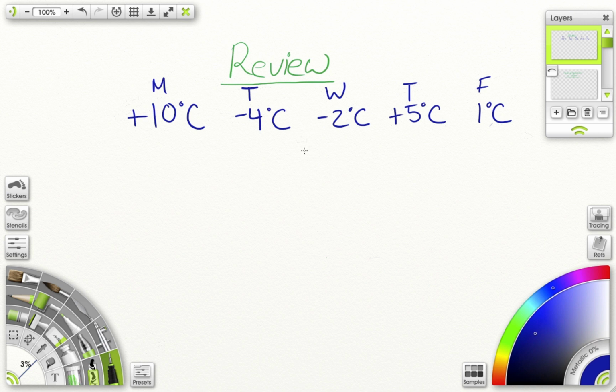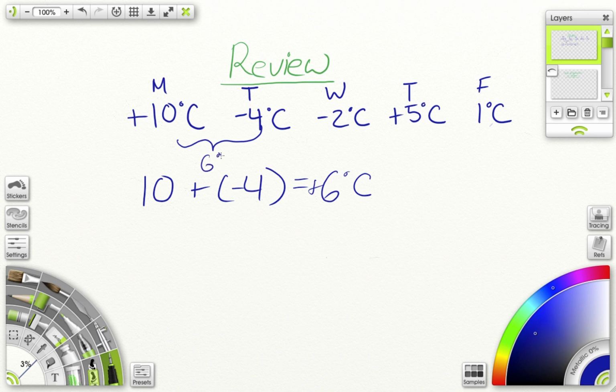So what if the question was asking how much did the temperature fluctuate throughout the week? On Monday, what was the difference between Monday's and Tuesday's temperature? So I have positive 10, and it went down to negative 4. What's the difference between those two numbers? So I do plus negative 4. Because I went from Monday to Tuesday, I add them. So 10 plus negative 4 equals positive 6 degrees Celsius.